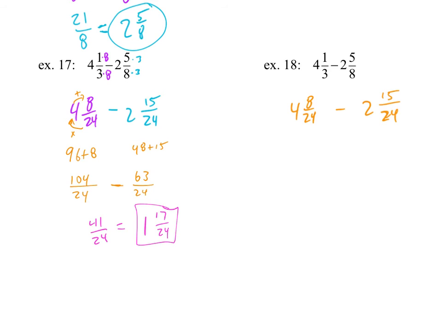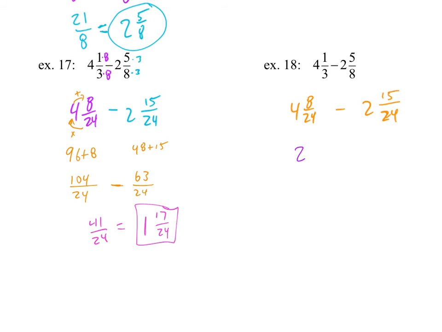Let's look at the other one. 4 and 8 24ths minus 2 and 15 24ths. So subtract the whole numbers first. I know, but we're doing it the other way because there's two ways to do it. 4 minus 2 is 2. 8 minus 15 though. Can we do that? No. So we have to kind of borrow, right?